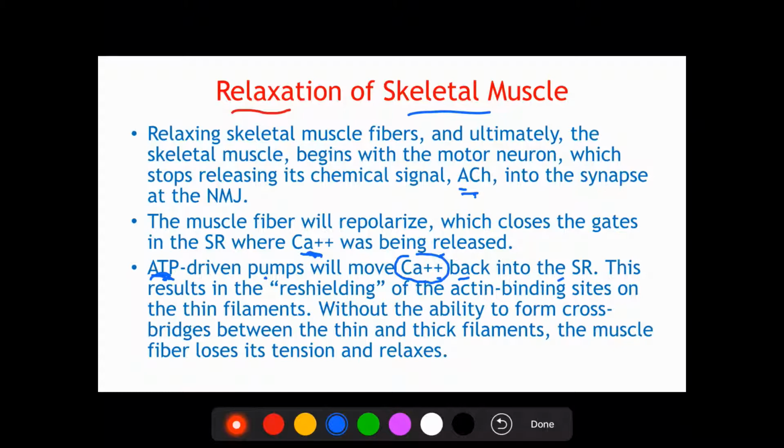Okay, but anyway, this is an active transportation of the calcium, pumping it back into the SR, and this requires ATP. And once the calcium is back, it means that the troponin is getting back, restoring its shape, and therefore the tropomyosin is going back to block the actin, keeping the myosin head from getting inside the actin. And that is actually what causes the relaxation of skeletal muscle.